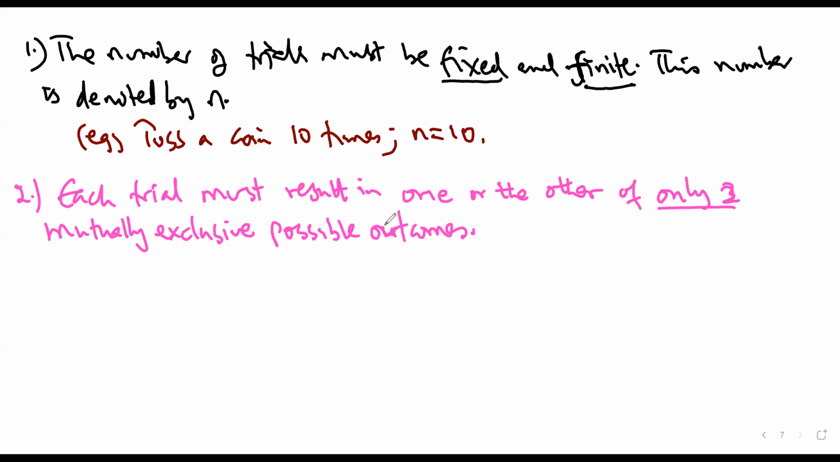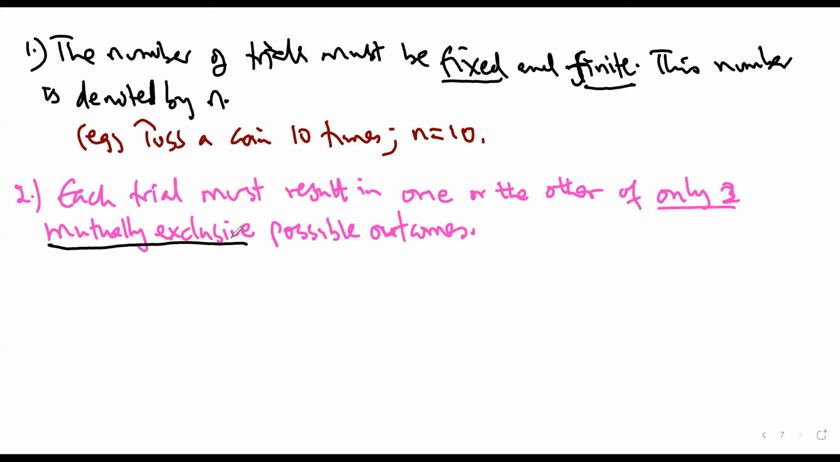So the second condition says that every trial results in only one or the other of two possible outcomes. So in all the cases, there are two possible outcomes. And these two possible outcomes are also mutually exclusive.